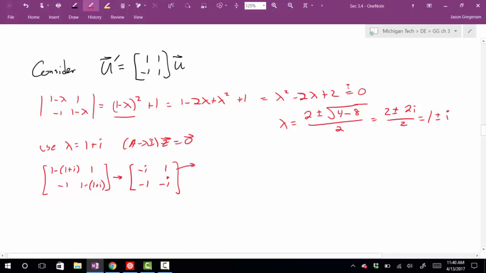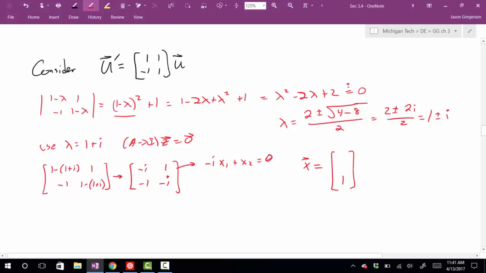I'm just going to grab that first one and say -i times x1 plus x2 is equal to 0. Which means my eigenvector, well, let's see, I can just choose some values here. If x2 was 1, I'm sorry, let's not do that. That'd be hard, right? If x1 was 1, let's do that. That's easier. If x1 is 1, what would x2 have to be? i. That is an eigenvector. There's your eigenvector. I should probably make these z's, sorry.